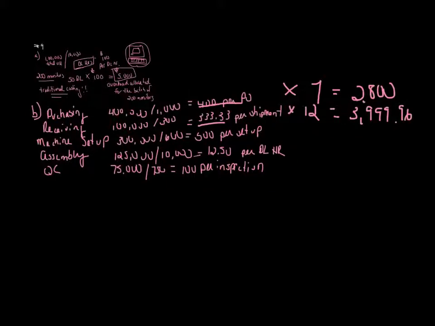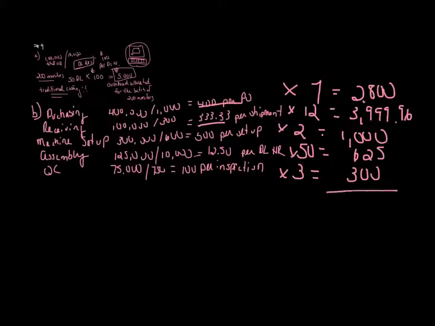For machine setup, we're looking for per setup. How many setups happened? 2. Multiply it by 2. We get $1,000. Then for assembly, we need direct labor assembly hours. That was 50 hours. So that should come up to $625. And then for quality control, it was based on number of inspections. There were 3 times the $100 per inspection, so we get $300.